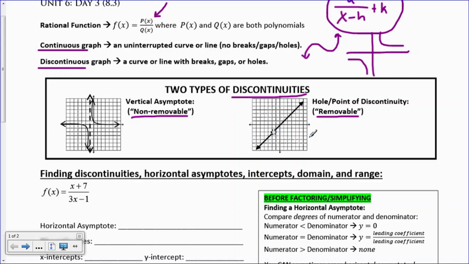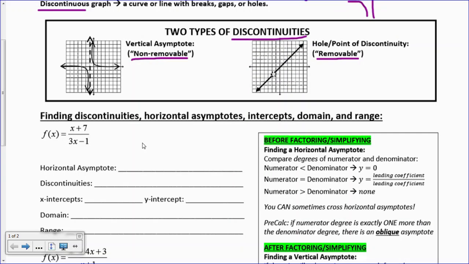All right, so you guys do need to remember the difference between non-removable and removable, because I'm going to be asking questions on, hey, what kind of discontinuity does this function have? And if it's a vertical asymptote, would you consider that non-removable or removable? So you guys have to remember which one is removable, which one's not removable.